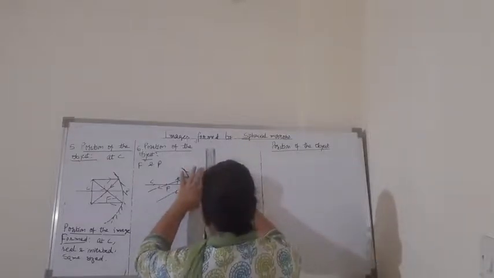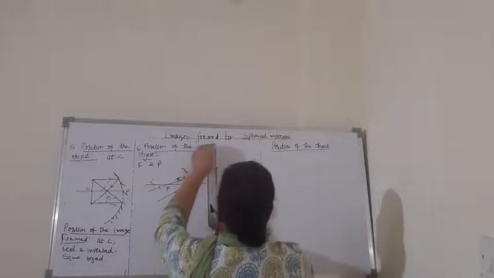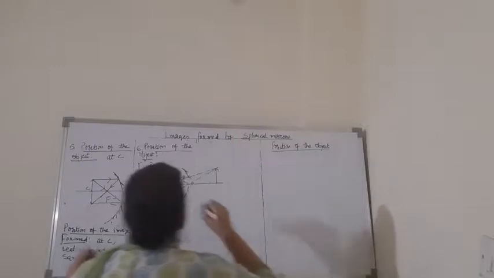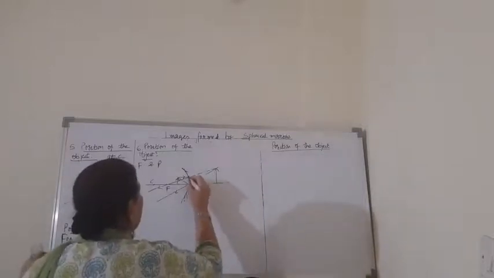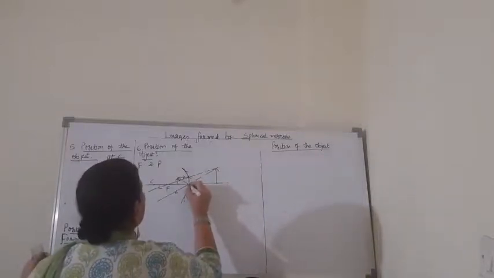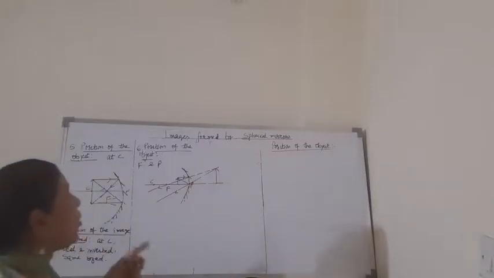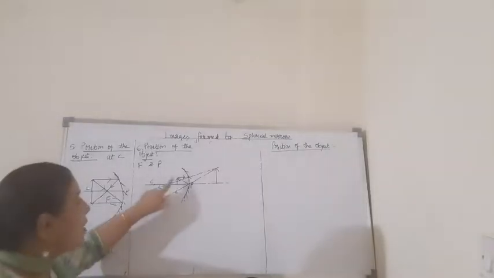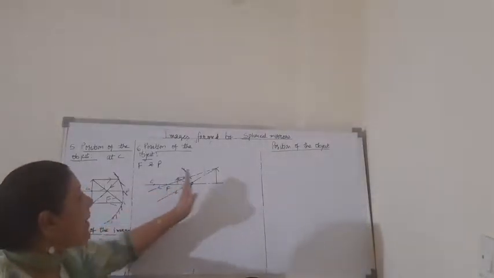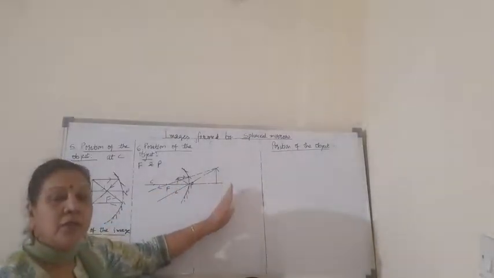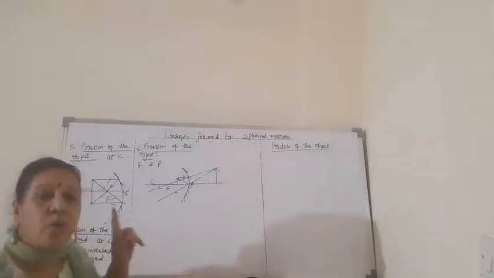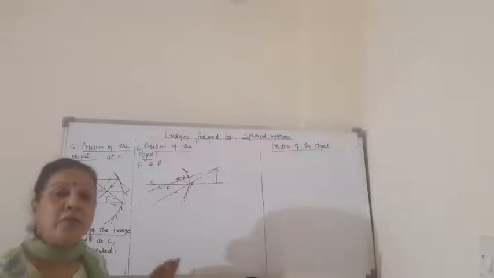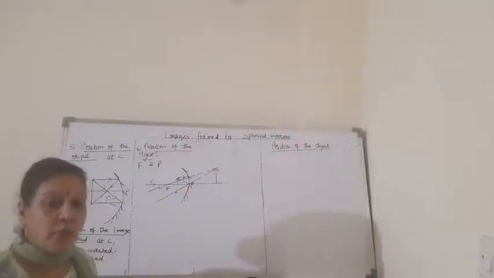It will be erect and virtual because it is behind the mirror. So this is magnified. So here, when the object is between P and F, the image will be formed behind the mirror, virtual and erect. This is the only case where the image formed by a concave mirror is virtual.